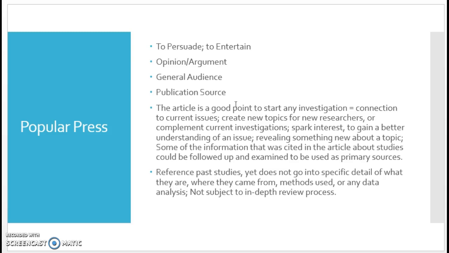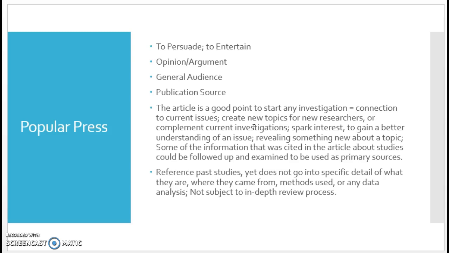So I asked if you would use this article in a research process or how you would use it. Many of you noted that it's the kind of source that you could use as a good starting point to an investigation. It could help you build connections between a topic you're interested in studying and current issues, or just to spark an idea for a new topic. Or it could help you gain a better understanding of how the general population is thinking about an issue, as well as it might reveal something new that you haven't thought about before.